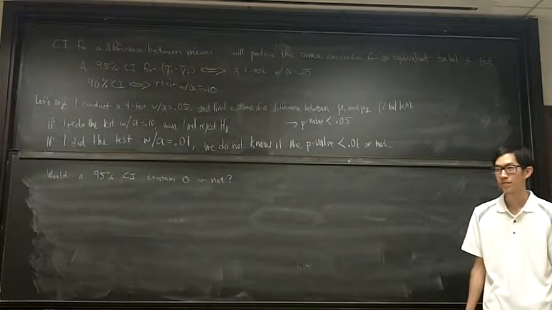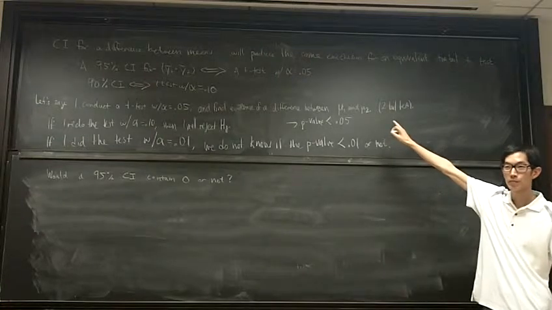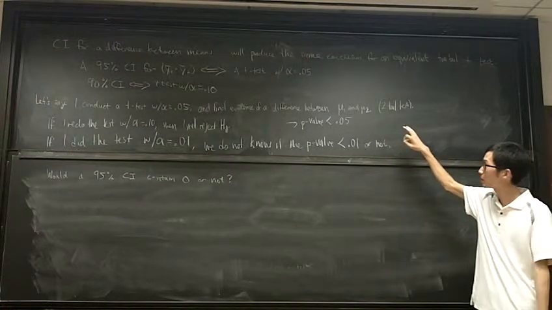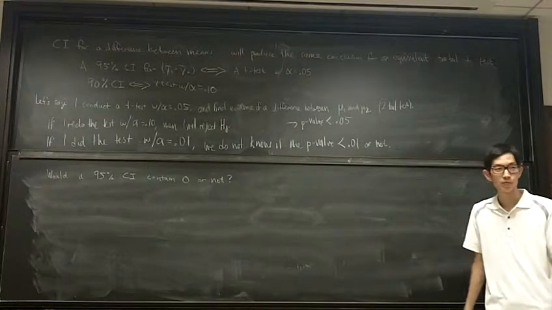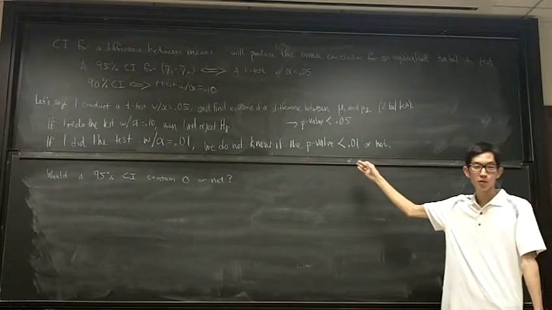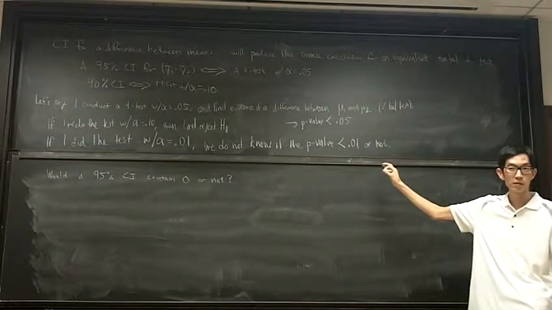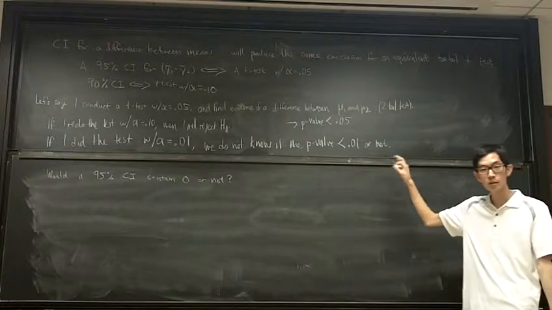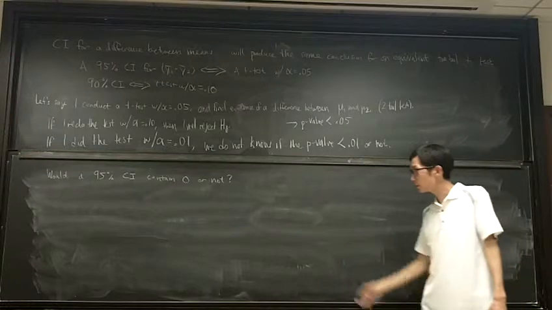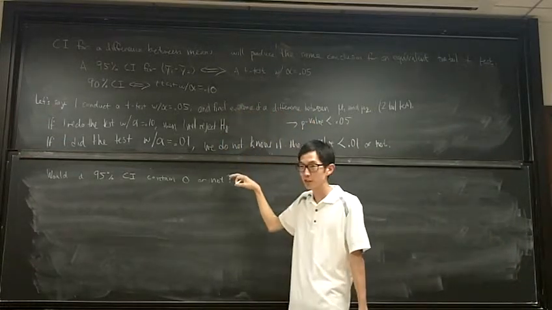No. Wait. Okay, so what was the conclusion I made up here? I have evidence of a difference between mu1 and mu2. How do we decide if there's evidence of a difference between mu1 and mu2 when we're using a confidence interval? Yeah, so if it doesn't contain 0, there's evidence of a difference, right? So here, if I find evidence of a difference here, I should find evidence of a difference here.